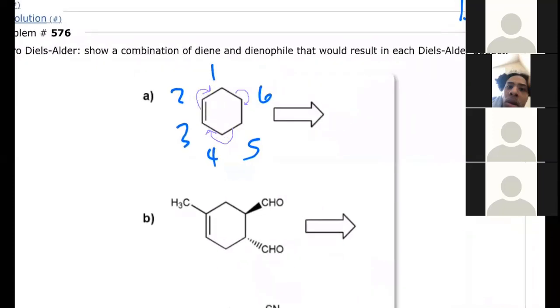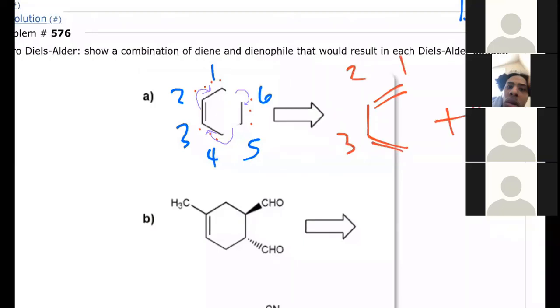Okay, there we go. Those arrows are telling me that I'm going to put a pi bond between 1 and 2, a pi bond between 5 and 6, and a pi bond between 3 and 4. And I'm also breaking the sigma bond between 1 and 6 and 4 and 5. Are you following that? So this is your most basic Diels-Alder.